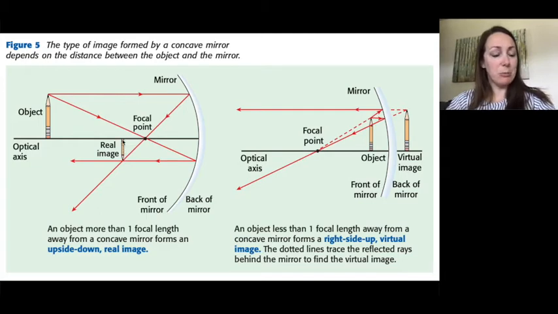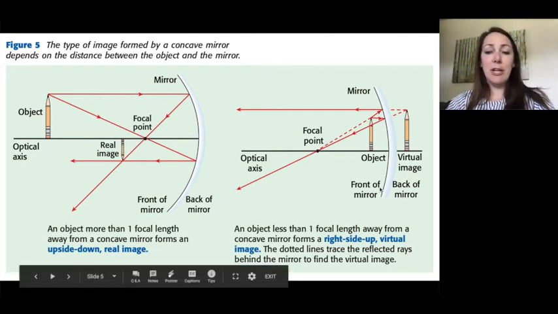And as you can tell in this picture, it's going to look smaller, okay? So in a concave mirror, if the object is far away from it, we're going to get an upside down, smaller image, okay?